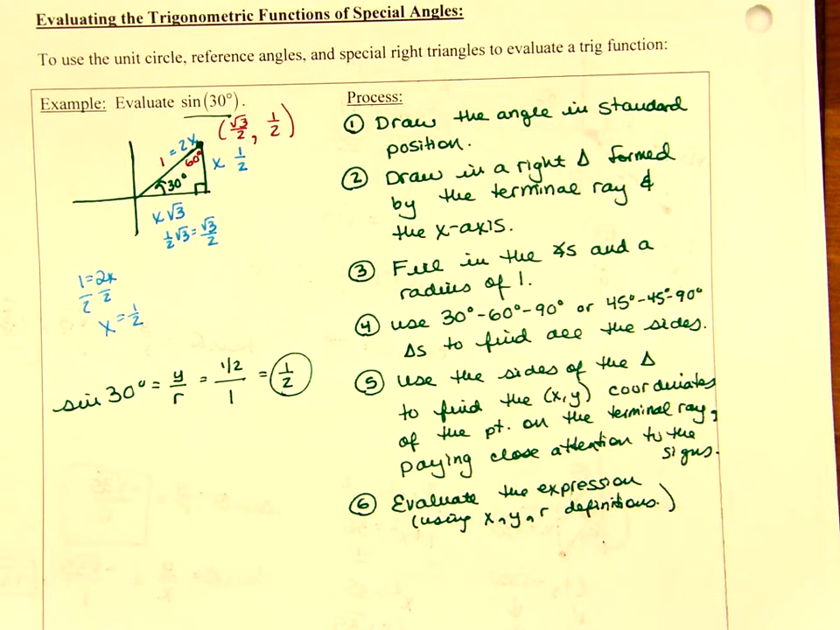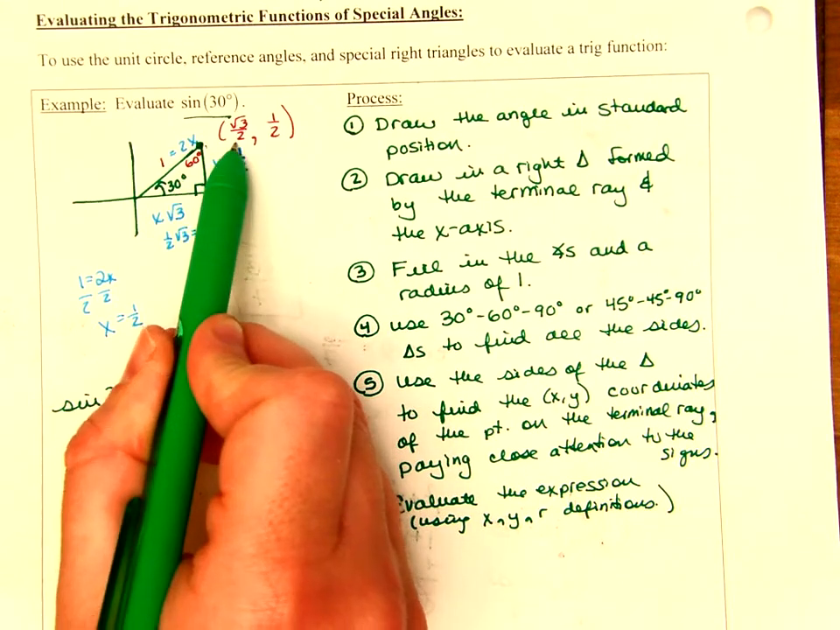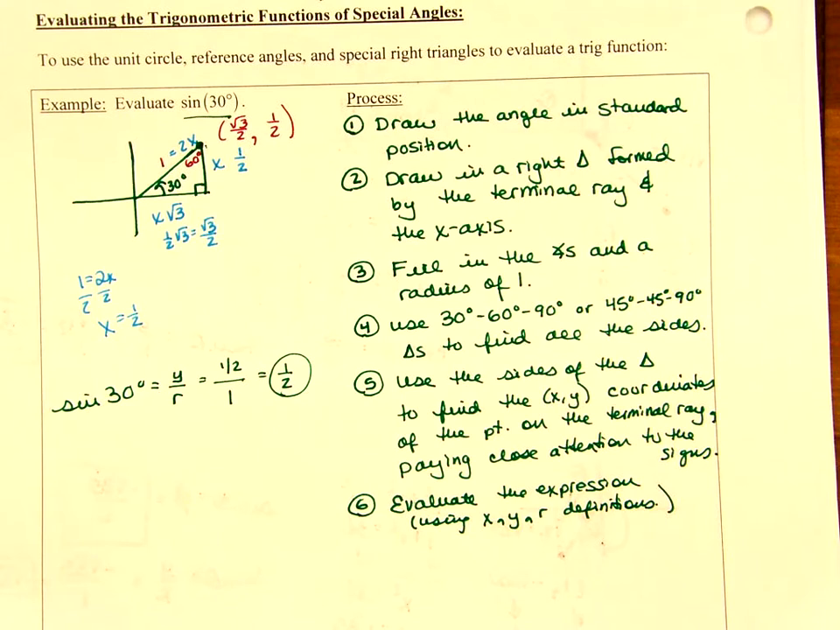I'm going to start by drawing out my angle. I'll then make a right triangle between that terminal ray and the x-axis. I will fill in all my angles, and I'll fill in the radius of 1. I'm then going to find all the sides using what I know about 30, 60, 90 or 45, 45, 90 right triangles. I'm then going to use the sides to get me some coordinates of this point over here, paying close attention to if these coordinates should be positive or negative. Finally, I'll go and evaluate the expression I was originally asked for using my x, y, and r definitions of these trig functions.